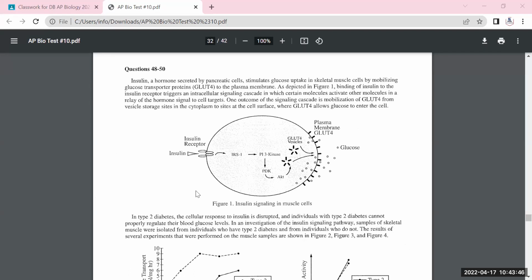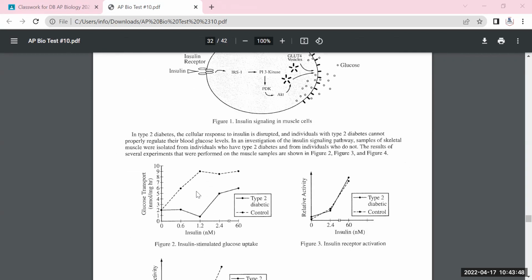It lowers your blood sugar, right? How does it? One thing that it does is it's going to stimulate your cells to increase their uptake of glucose, right? Okay. In type 2 diabetes, cellular response to insulin is disrupted, and individuals with type 2 diabetes cannot properly regulate their blood glucose levels.